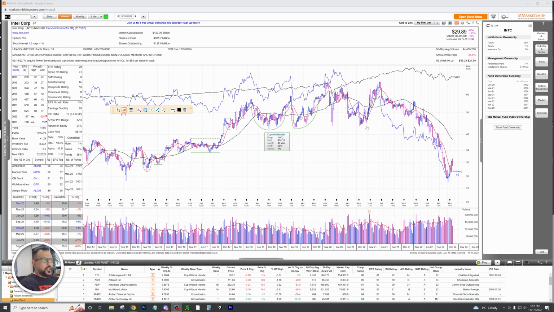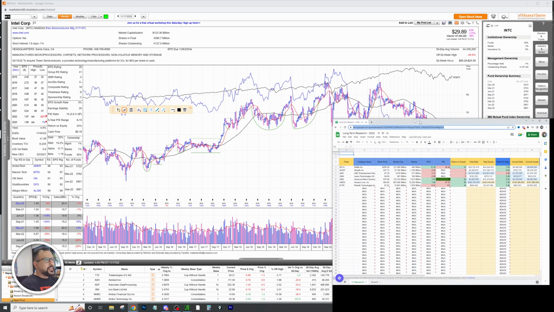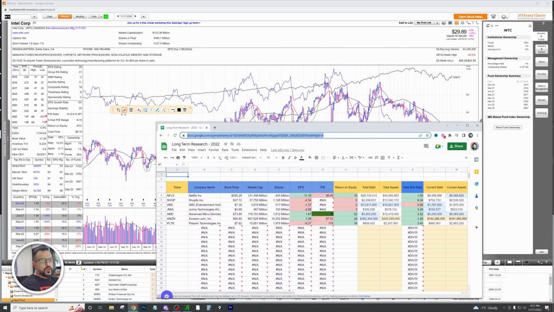All right, so here we go. I have MARKETSMITH right here. You can see, again, great tool, gives us all the information. We have the market cap, shares, float, everything right here. We have our ownership, EPS growth, PE ratio, everything is presented right here. So let's dive right into the Excel sheet and see what we're working with.